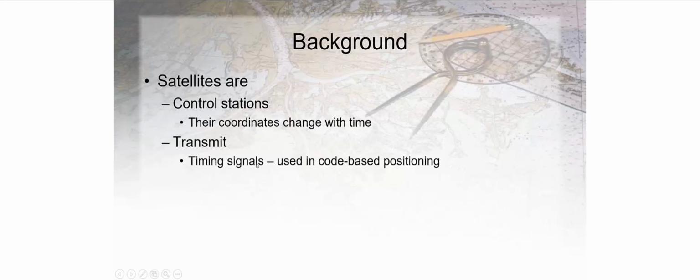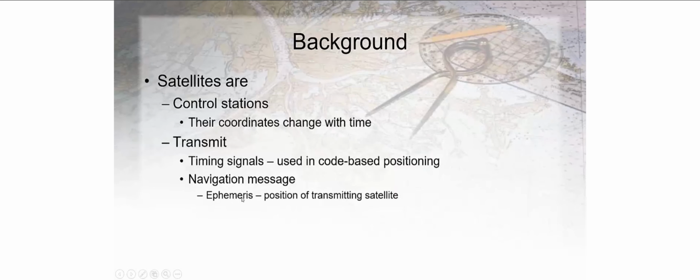They transmit a timing signal used in the code-based positioning, as well as timing other signals that are used by the civilian sector. And it also transmits a navigation message. Now, that navigation message is important because these are our control stations. Well, we need to know where they're at. And we'll get into eventually how we compute those things, but right now we'll just look at it this way.